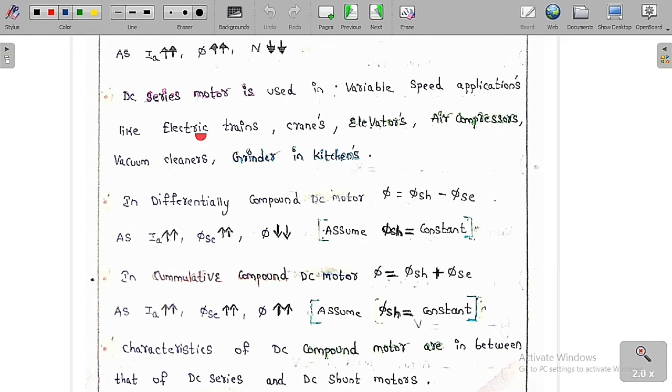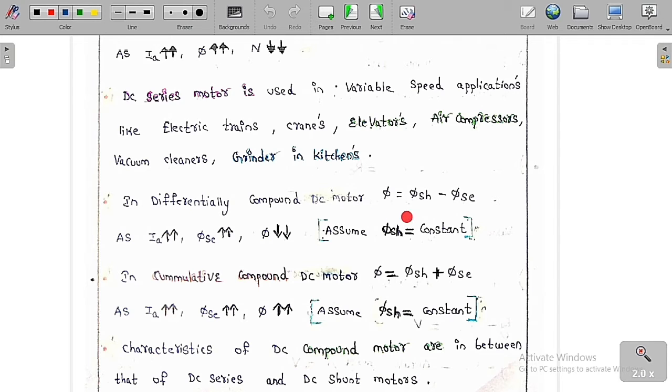In all these places we are going to use the series motor because the beauty of the series motor is that it is applicable for both DC supply and also AC supply. That is the reason it is called a universal motor or single phase motor. So the DC series motor is also called a universal motor because it can work perfectly for both AC supply and DC supply. Because of its variable speed applications, it is mostly used in electric trains, cranes, elevators, air compressors, vacuum cleaners and grinders in kitchens, where we need variable speed of the rotor shaft.